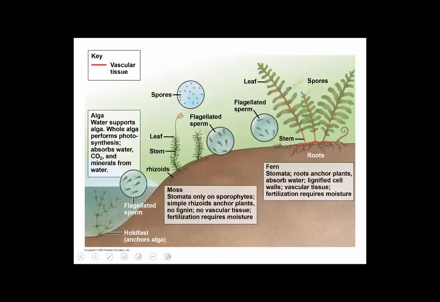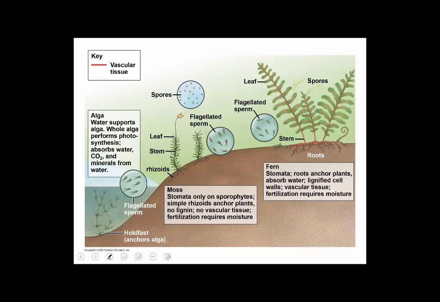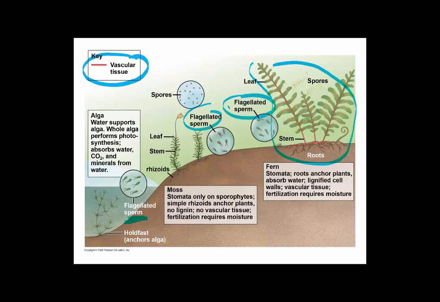So here's a more show-offy version of that, in blue. As we mentioned, we have vascular tissue in the fern, but not in the moss. We have sperm swimming in the algae and in the moss and in the fern, and we have spores in all of these plants. The moss does not have roots. It has rhizoids, which are kind of attachment structures that aren't vascular, so they don't have to be called roots. I think rhizoid just means root-like.